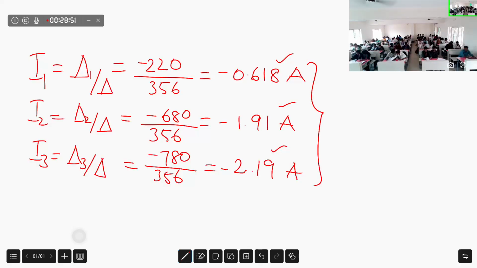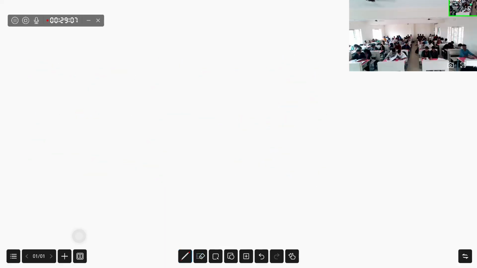So V = I into R, we had formed a matrix form. Okay? So what is the value of V? V1 value: minus, 5 sorry plus 5, minus 10, minus 5, equal to I1, I2, I3, keep it like that.